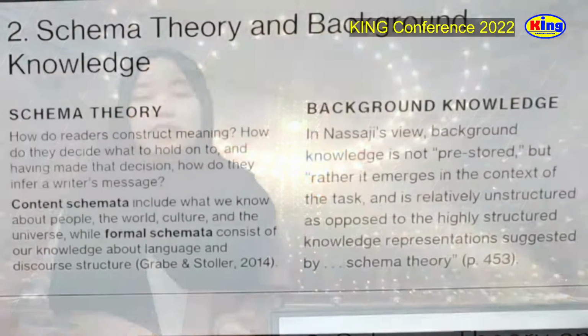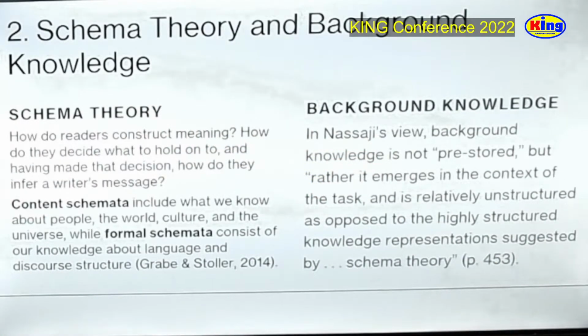Alright, the content schemata include what we know about people, the world, culture, and the universe, while formal schemata consist of our knowledge about language and discourse structure. It is by Grabe and Stoller 2014. And then we move on to background knowledge, which in Nassaji's view is not pre-stored, but rather emerges in the context of the task, and it's relatively unstructured as opposed to the highly structured knowledge representation suggested by schema theory, page 453.